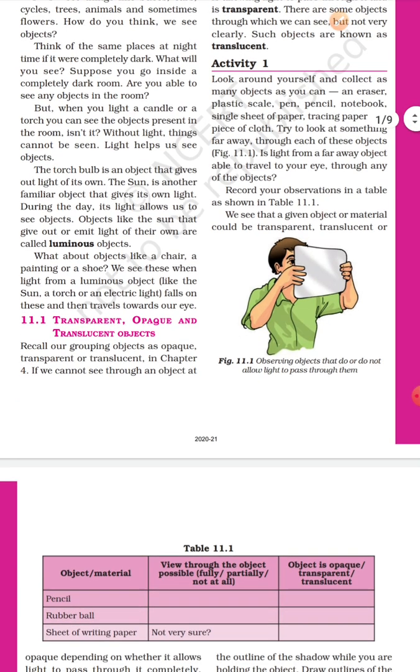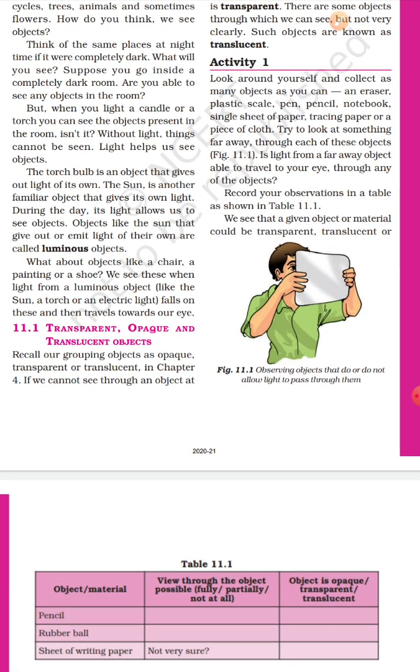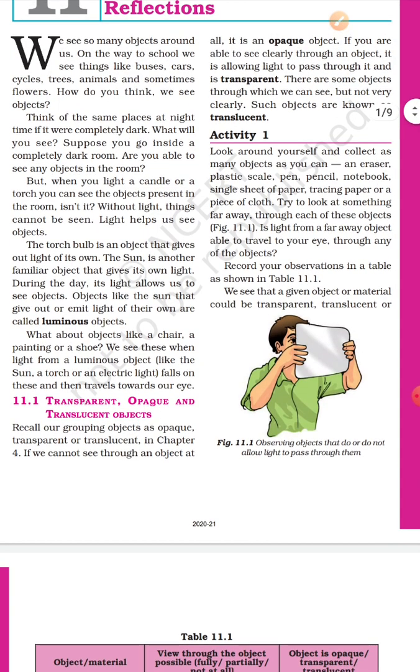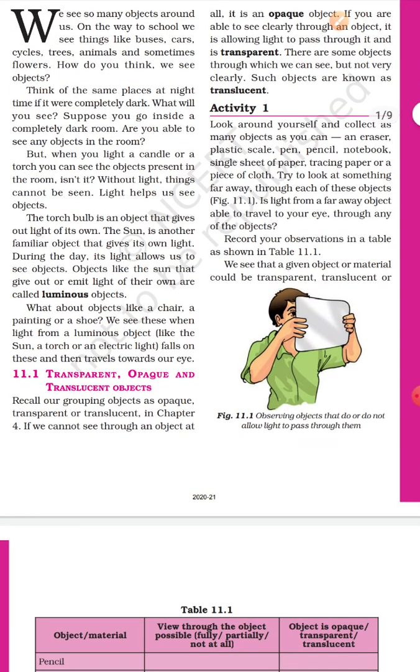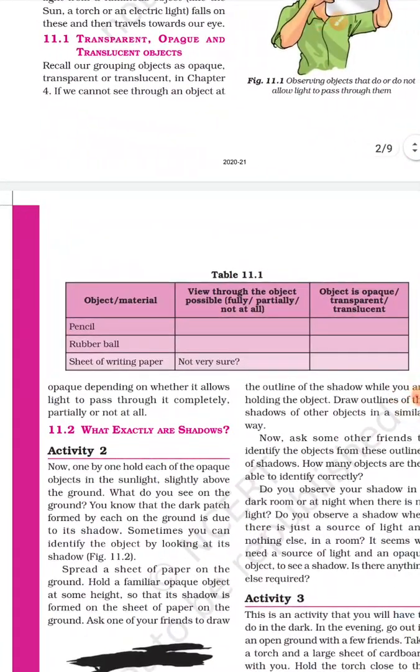And number three, opaque objects. Opaque objects are those objects that do not allow light to pass through them. Such objects are called opaque objects. We cannot see the other side of that object. It totally blocks the light, so such objects are called opaque objects.